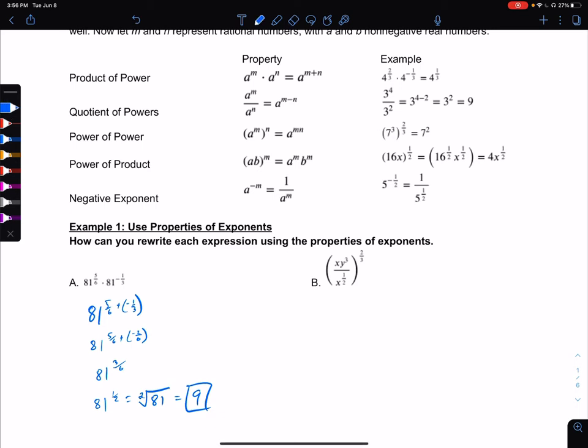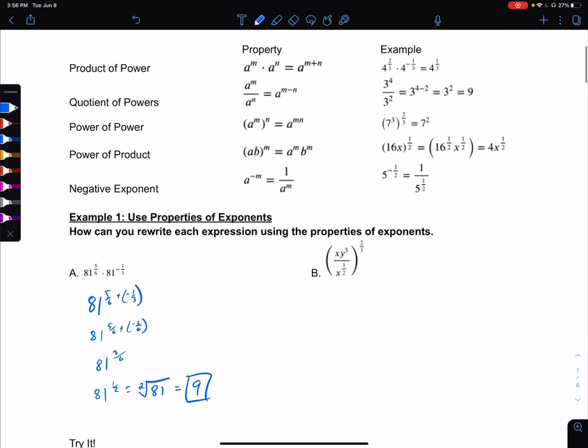In part B, we have all variables mixed in. So we have x and y instead of a base of 81, and we have some fractional powers, and for the y just a 3. What I'm going to suggest to do in part B is I'm going to simplify the inside first, and I'll worry about that 2/3 in a minute.